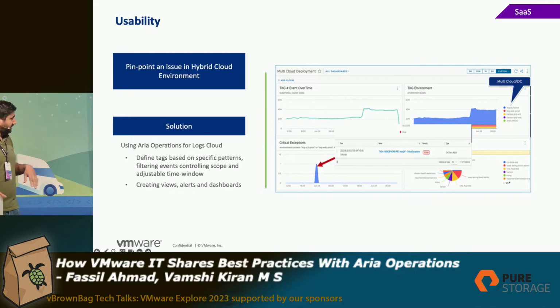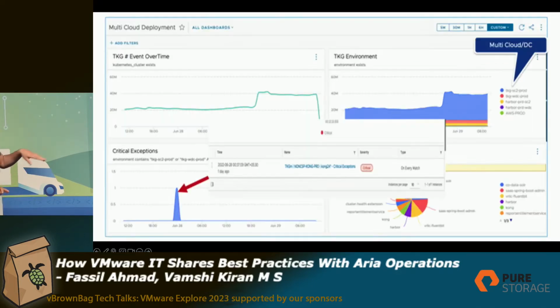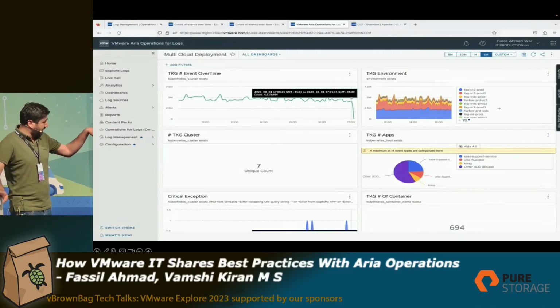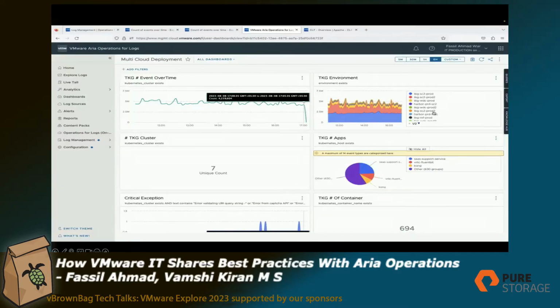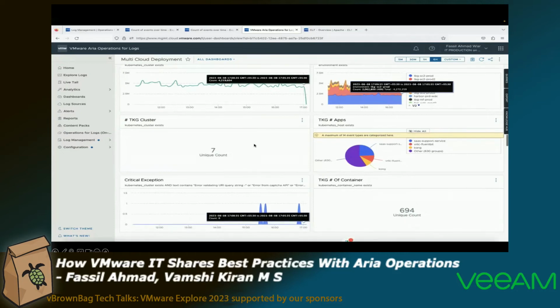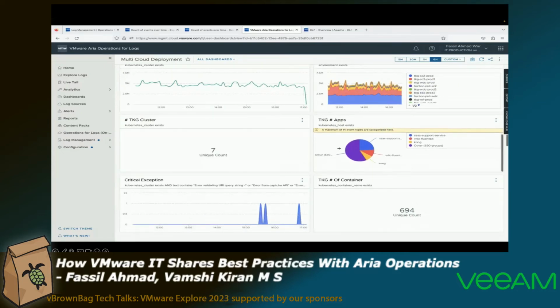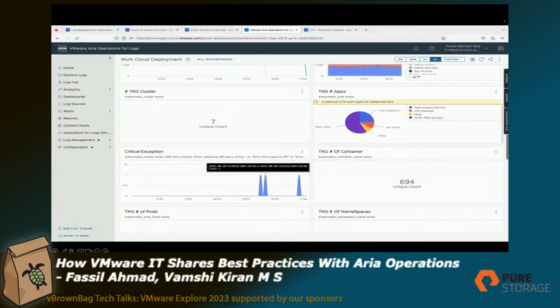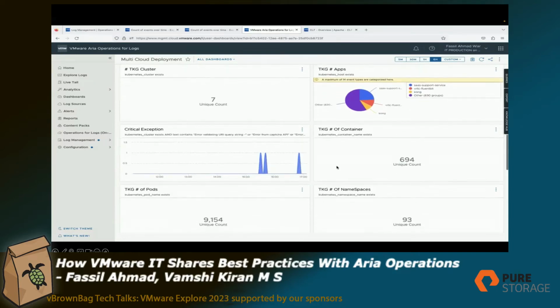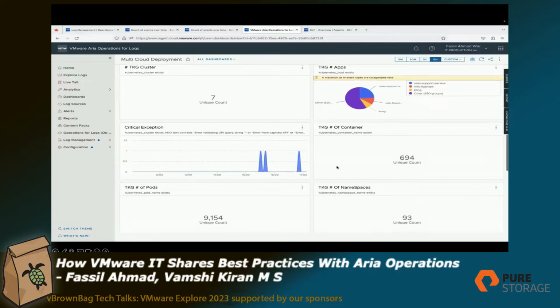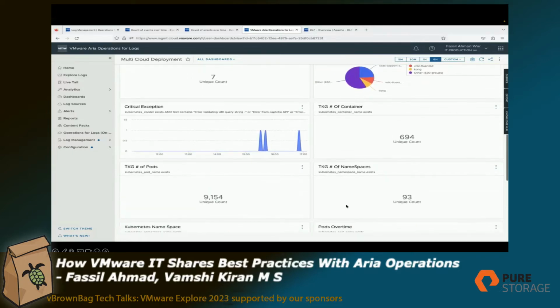So if you see in this demo, we have the application which is running on AWS. We have 2 on-prem data centers. Now, how do we get a single pane of glass visibility for all my logs? And if there is any anomaly within the logs, how do I get notified? So with Aria Operations for Logs, the SaaS version, we can get all the logs from the different log sources.